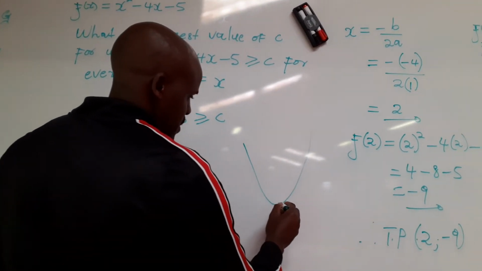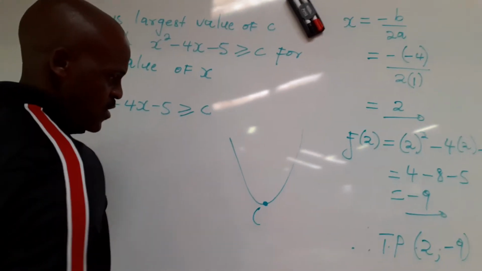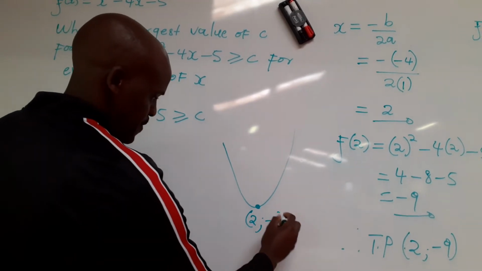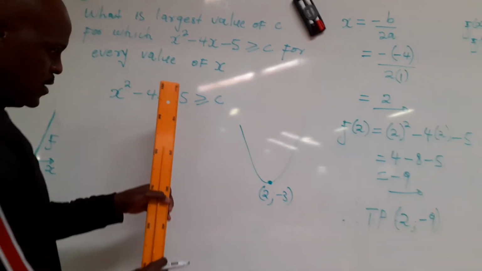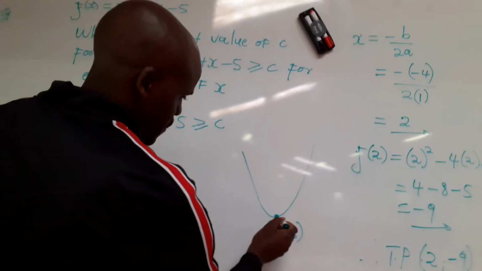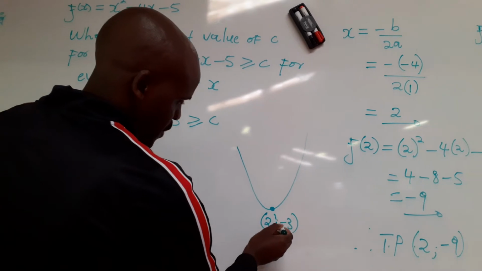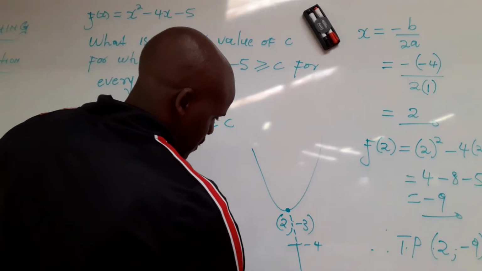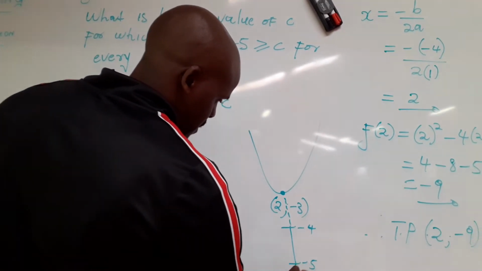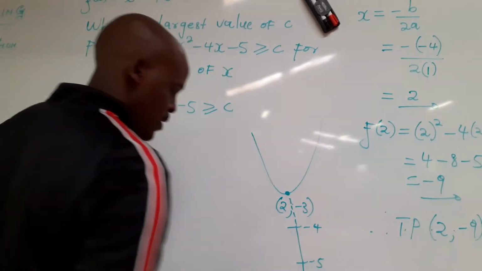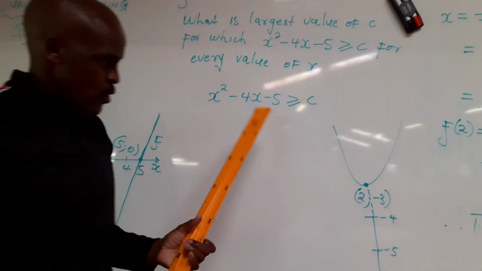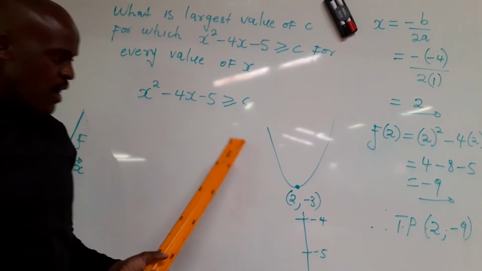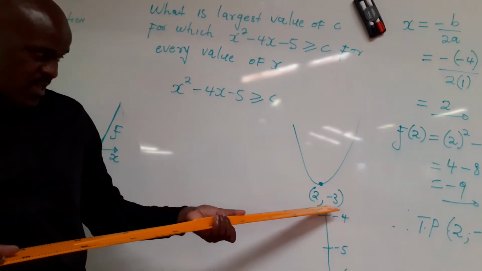If you are to look here, let's say you've got a turning point there, which is 2, -3, like that. Okay, fine. We've got -3 there. So if you are to go down, let's say you are going to have -4, -5, -6, and so on. Right. So at this point, at the turning point, our y is equal to -3.